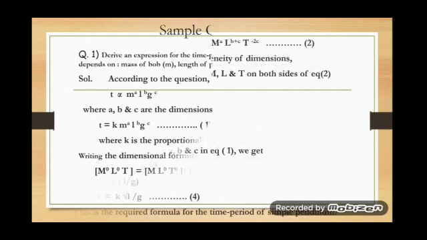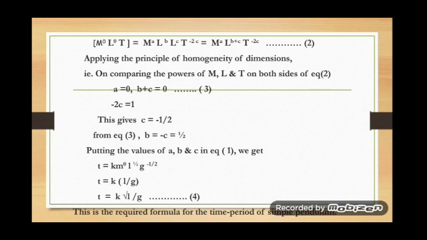Now solving this and by multiplying with the powers, we will find that M to the power a, L to the power b, L to the power c, T to the power minus 2c. Now again solving, M to the power a, L to the power b plus c, T to the power minus 2c. Let it be equation number 2.